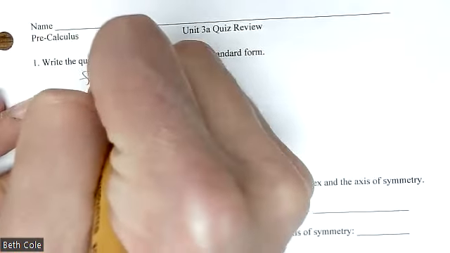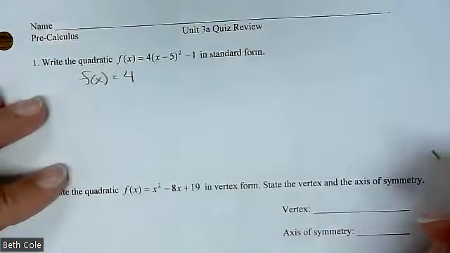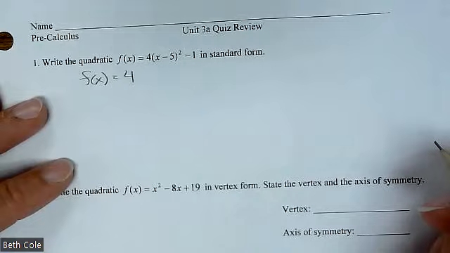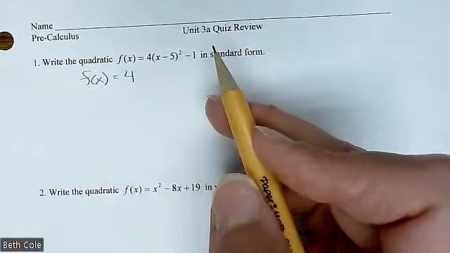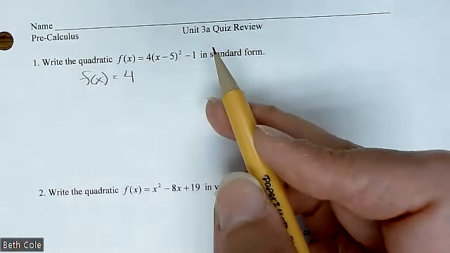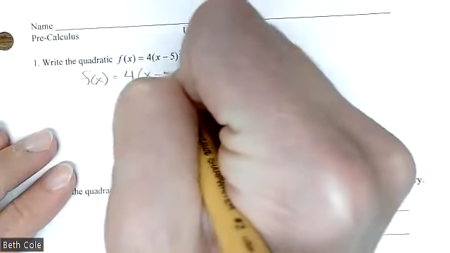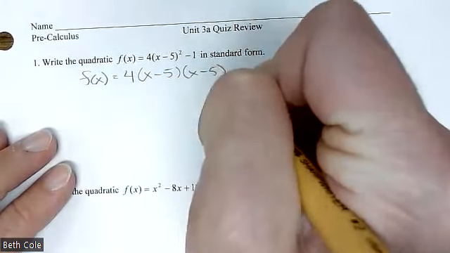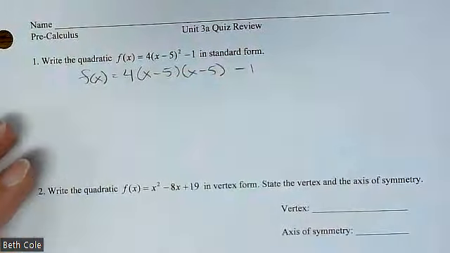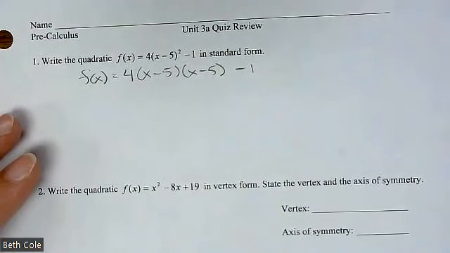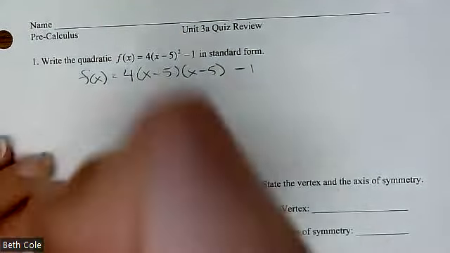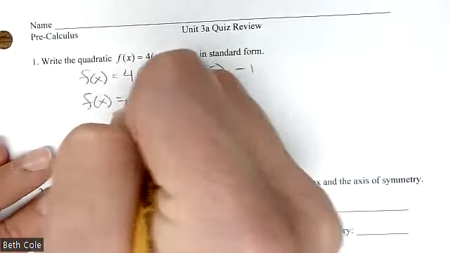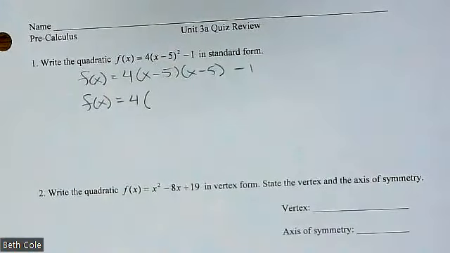So f of x equals, that 4 is going to just hang out, and you're going to write the x minus 5 twice because it's a twin. So x minus 5, and then your minus 1 is like, hey, wait for me. And then we're going to do a whole lot of distributing. So the 4 is going to hang on, leave a parenthesis, and I will talk you through it.